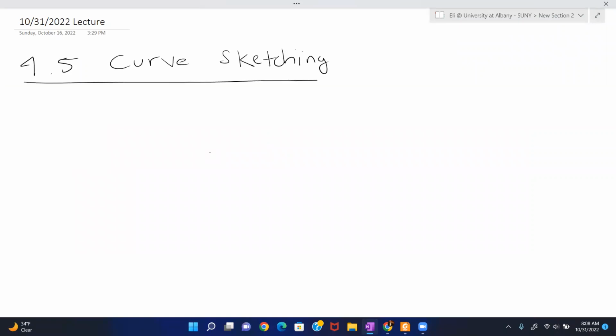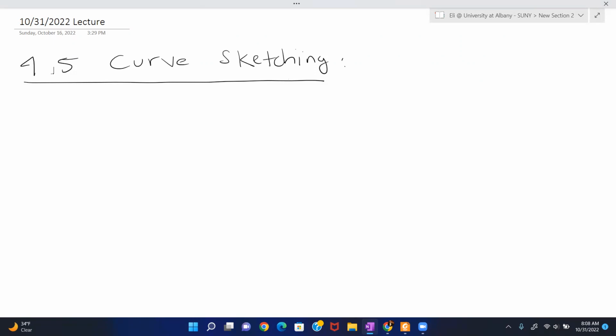All right, so 4.5, we're looking at curve sketching using the derivative of a function. The derivative of a function will give us a lot of information about the shape of a graph. We saw that the first derivative corresponds to increasing or decreasing, depending on whether the first derivative is positive or negative. And the second derivative corresponds to being concave up or concave down, depending on whether the second derivative is positive or negative.